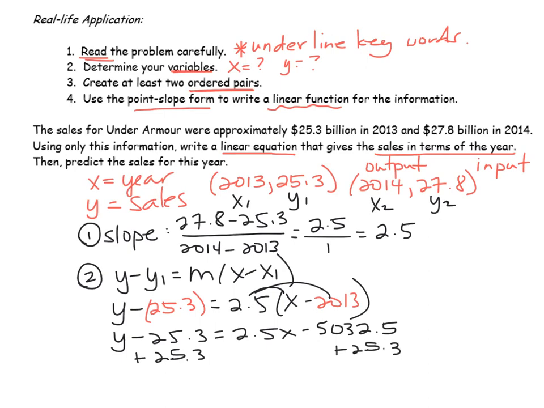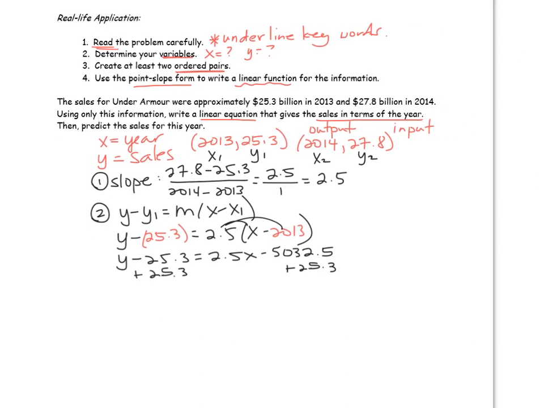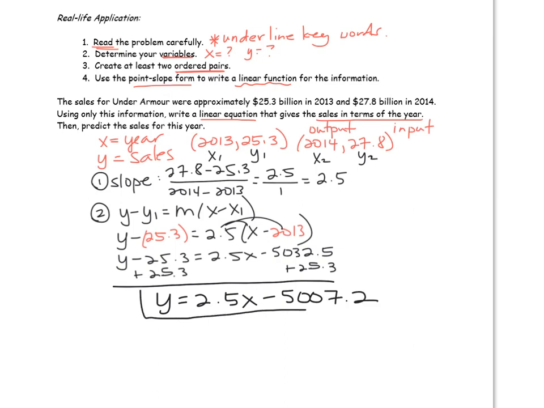I'm going to give myself a little bit more space here. Hang on for just a second. Whoa, crazy. All right. And that gives us y equals 2.5x minus 5,007.2. That would be the linear function for a given year modeling the sales for Under Armour.